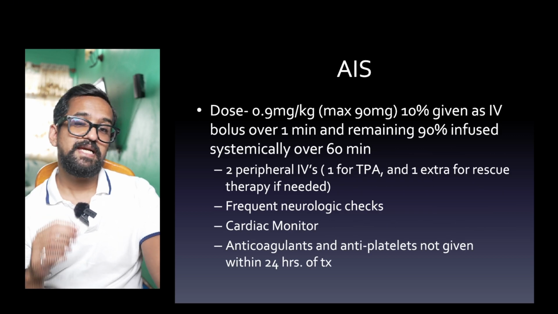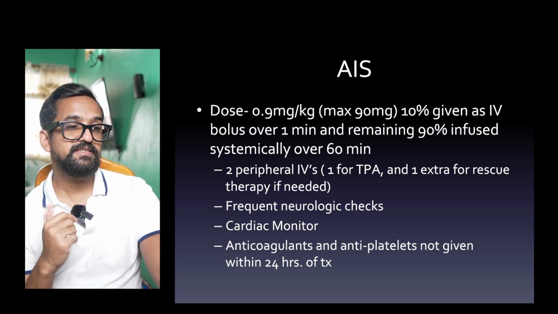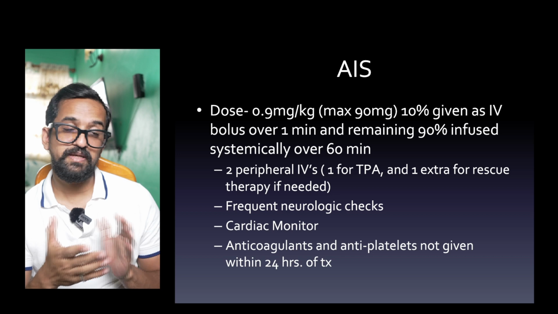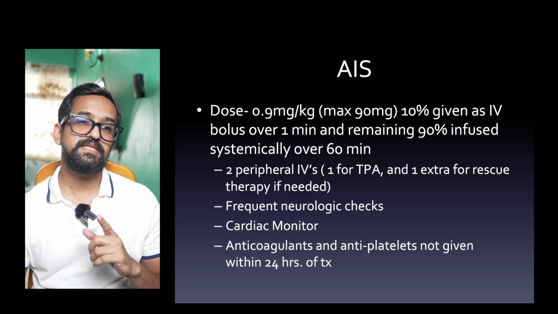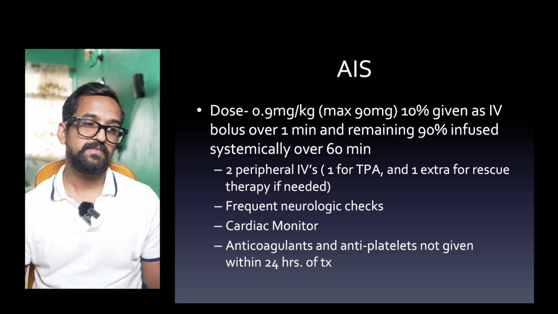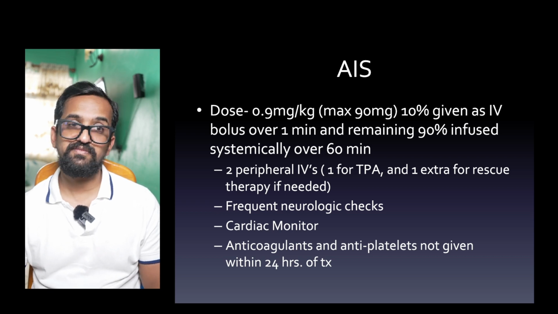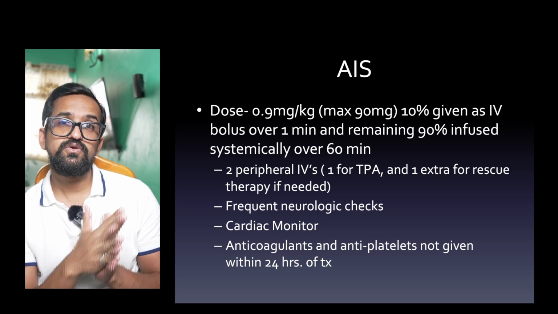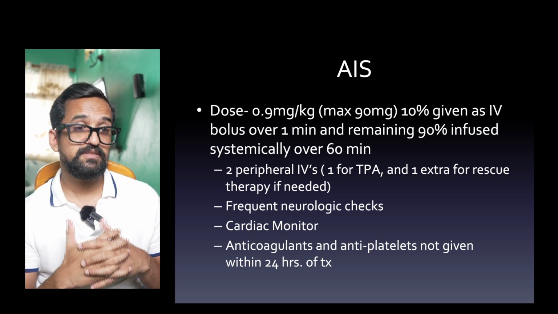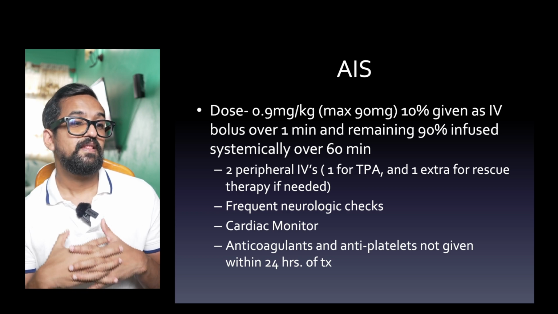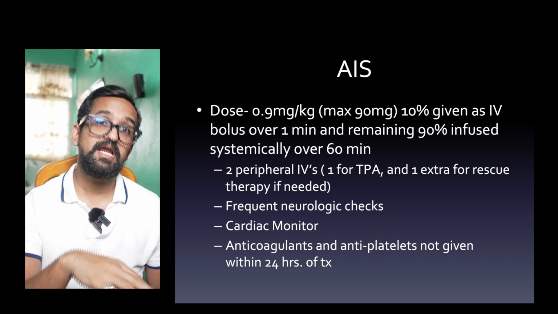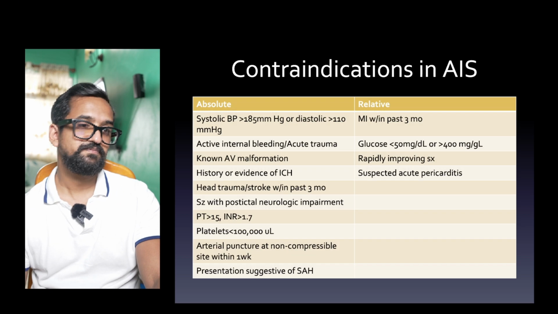So the medication, again, the dosage is different. Here it's 0.9 milligrams per kg, 10% given as a bolus over 1 minute, and then the remaining 90% is given as an infusion. Okay? You can place 2 peripheral IV lines, one for TPA and one extra for rescue therapy if needed. Frequent neuro checks, like every 30 minutes for such a patient, and cardiac monitoring. Anticoagulants and antiplatelets are not given, but can be given after 24 hours of treatment.